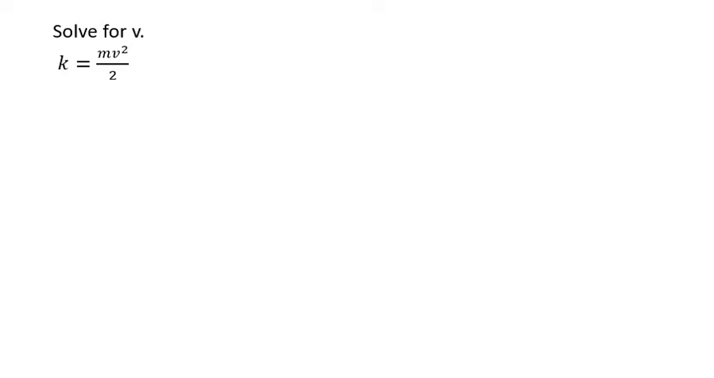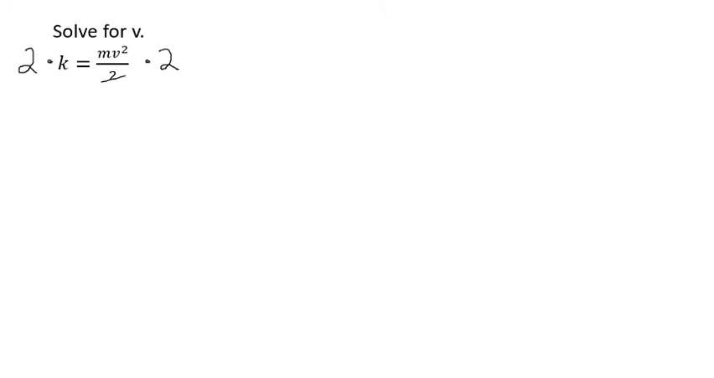Okay, so we are going to start here with an example of solving a formula that is a quadratic. So we're solving for v. We want to isolate v and get v by itself. So to do that, I need to move everything away from v. So I'm going to start by multiplying both sides by 2.